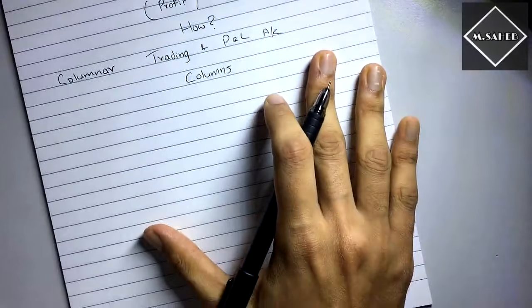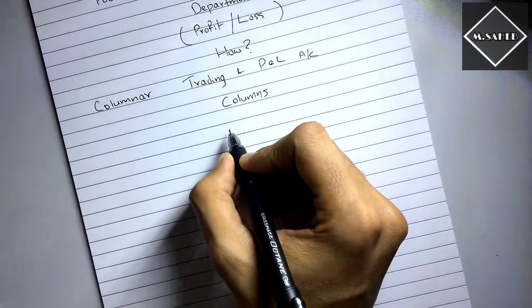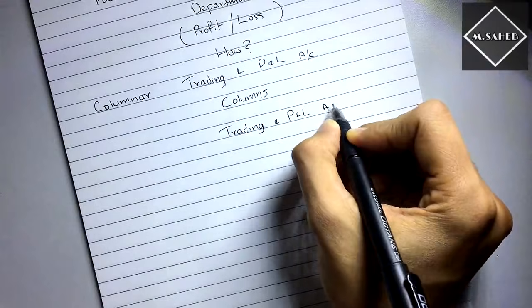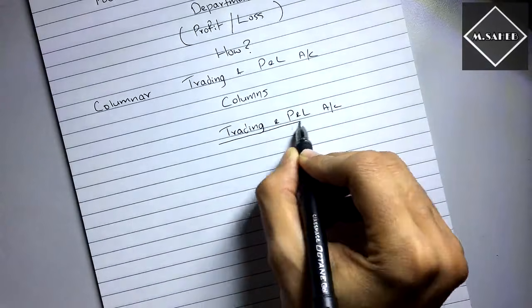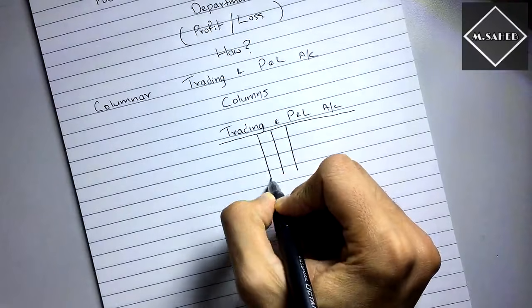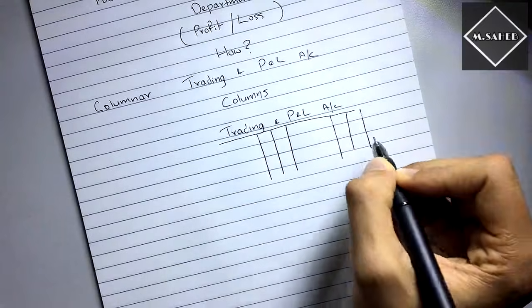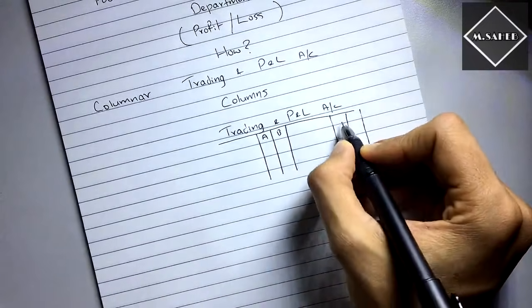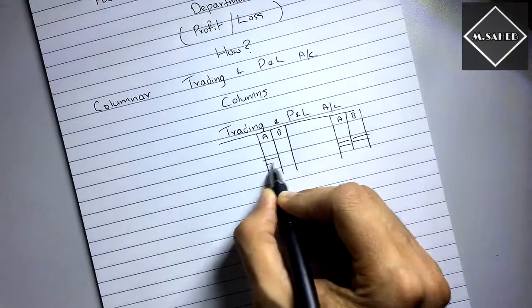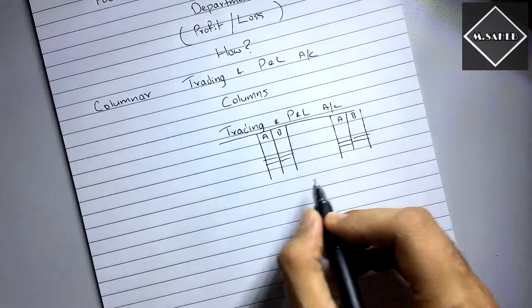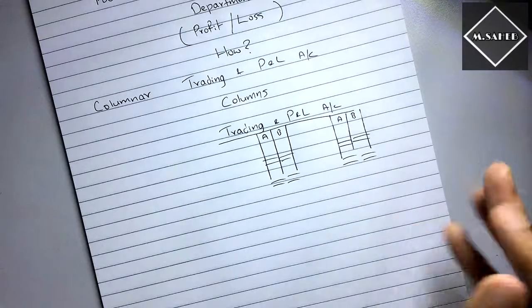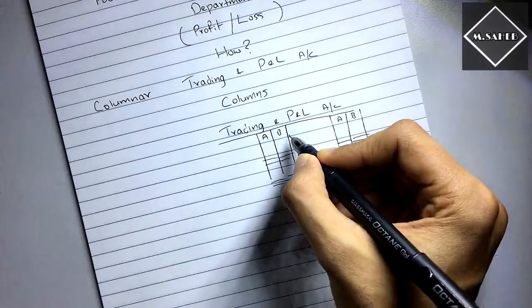See, I will just show you a rough example over here. It's going to be like this. Trading and P&L account, it will be the same, no difference. The only thing that will be there is columns. Let's say A department, B department, A department, B department. That's all. We will close off the trading account, and then we'll transfer the gross profit here, and then at last we are going to find out the net profit. Same thing: we do the trading account, then the P&L account.